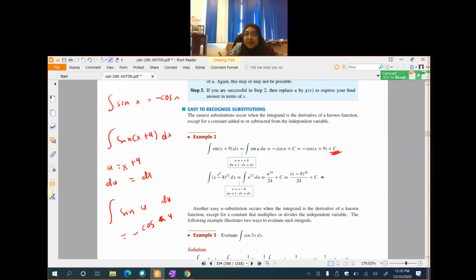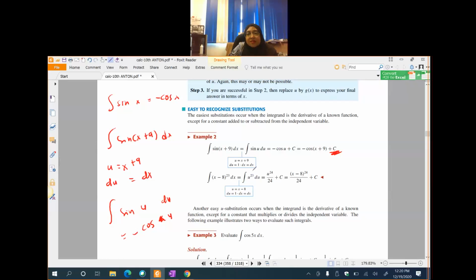And then for the next example, x minus 8 to the power of 23. So the u that you want to take will be the expression inside the bracket, as I mentioned before. So it will be u equal to x minus 8. Okay, so the du will be equal to 1. So the dx will be equal, I think this is not correct. This is correct. So du is equal to dx, okay?